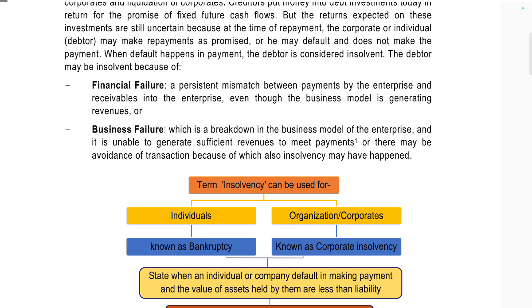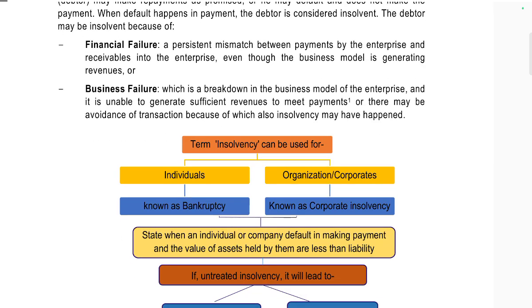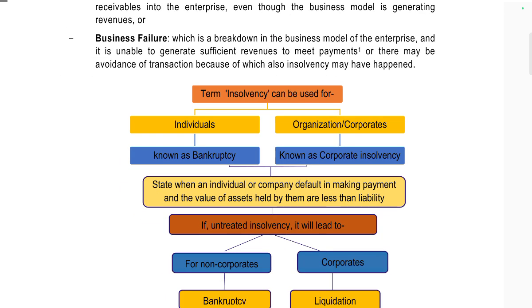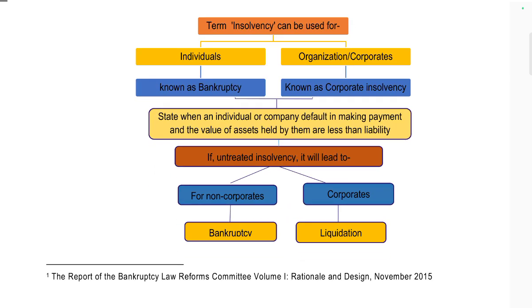Financial failure is a persistent mismatch between payments of the enterprise and receivables into the enterprise, even though the business model is generating revenue. Business failure is a breakdown in the business model of the enterprise, and it is unable to generate sufficient revenues to meet the payments. There may also be avoidance of a transaction because of which insolvency may have happened. The term insolvency can apply to an individual or an organization. Individual insolvency is known as bankruptcy, and organization insolvency is known as corporate insolvency.